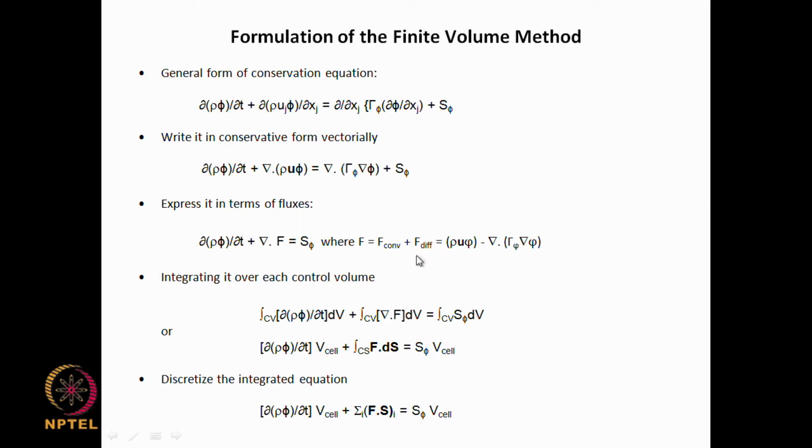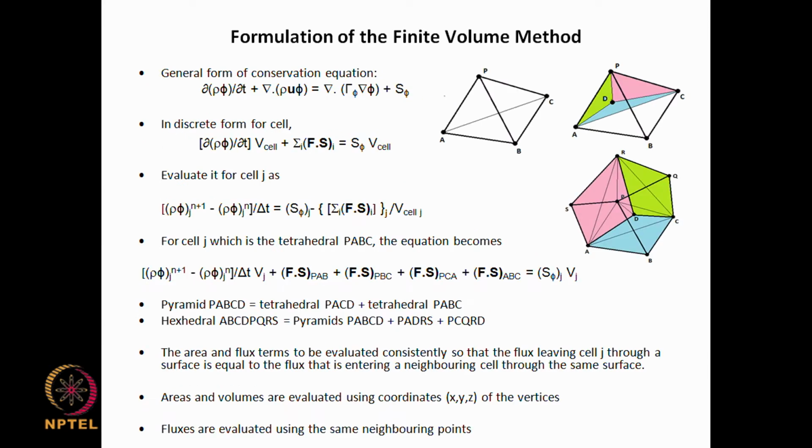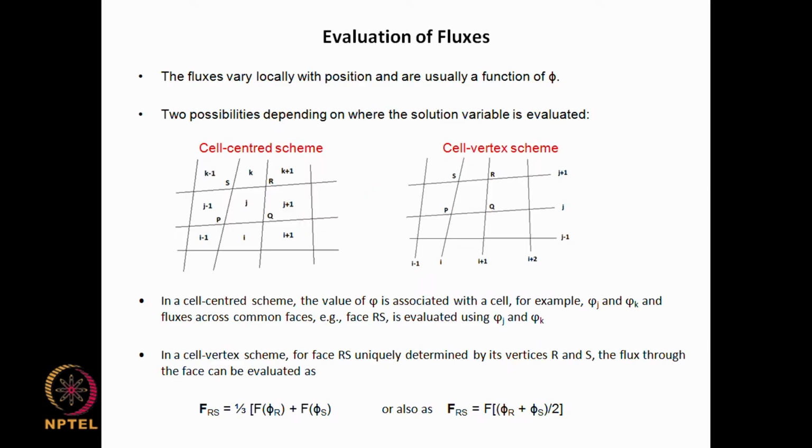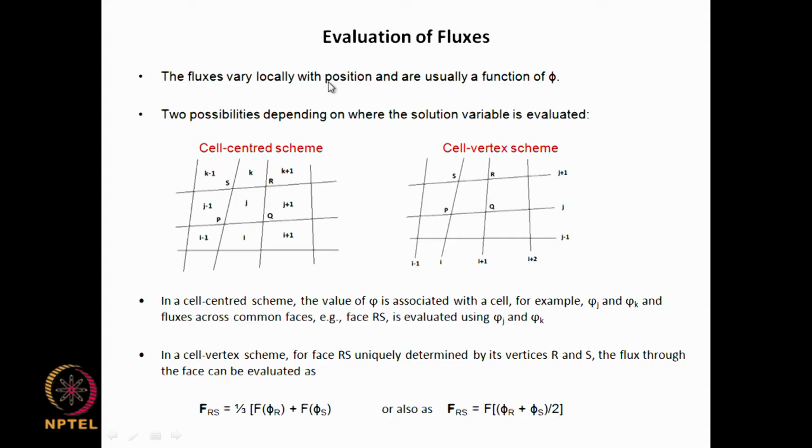So, the diffusive flux depends on phi itself through its gradient, and the advective flux also depends on phi. When the flux itself is a function of phi, and phi is changing from position to position, how can you do a consistent evaluation? Because for cell J phi has some value, and for cell M you have a different value. So, there is a possibility of inconsistent evaluation.